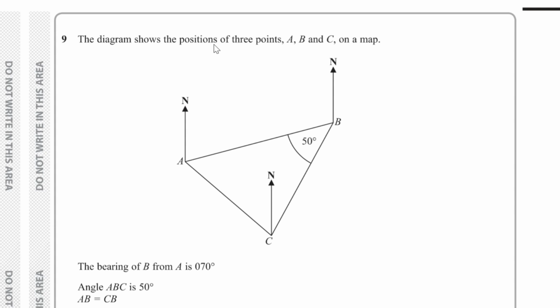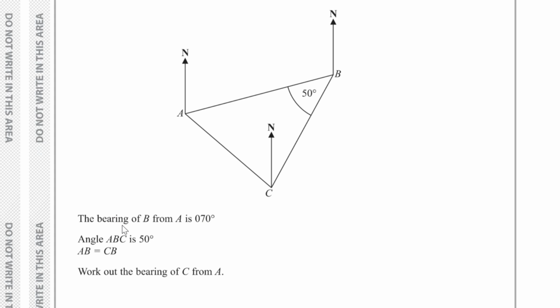Question 9. The diagram shows the positions of 3 points A, B and C on a map. The bearing of B from A is 70 degrees. The angle ABC is 50 degrees. AB is equal to CB. We have to work out the bearing of C from A.